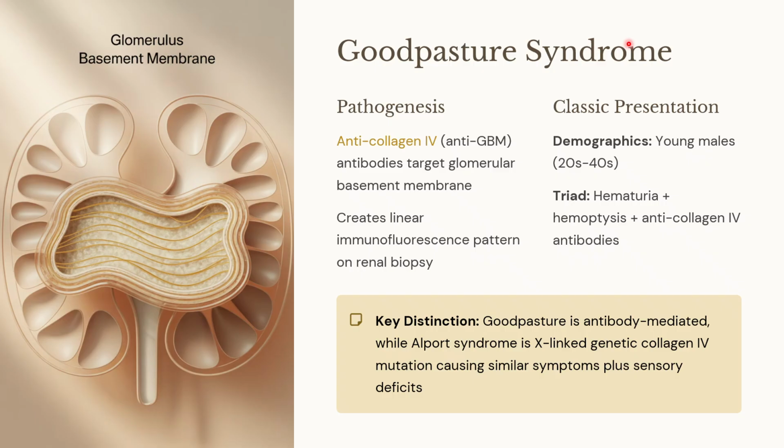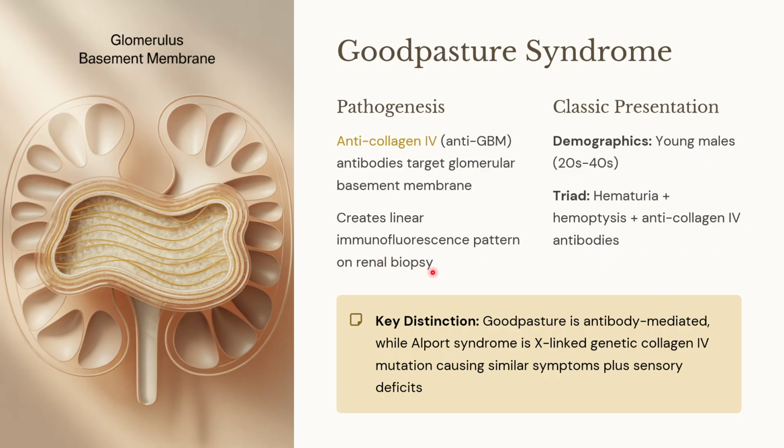What about Goodpasture syndrome? Here there is anti-collagen 4, that is antibodies against the glomerular basement membrane, which contains collagen 4, targeting the glomerular basement membrane. Therefore, these patients will have hematuria, along with hemoptysis. It too creates a linear immunofluorescence pattern on renal biopsy.